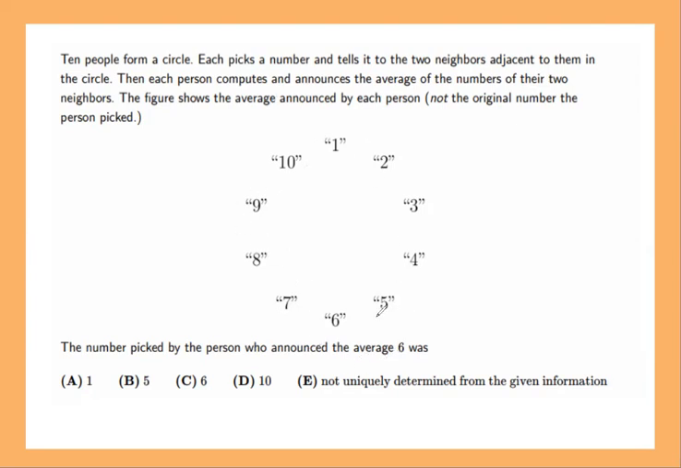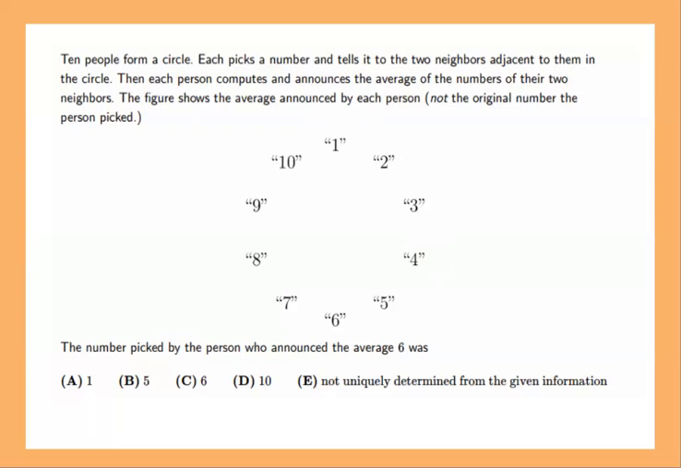These numbers are the averages of the people at these spots. This person got the average of 1, this person got the average of 2, and so on. Each is the average of the number right here and the number right here. And the question is asking, what is the number picked by the person who said the average is 6? And these are the choices.